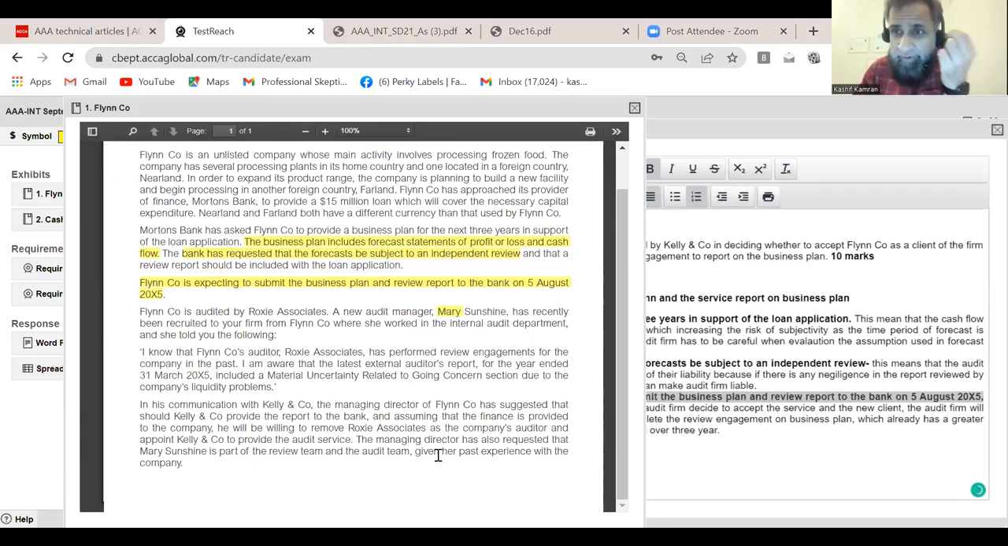Because Mary has worked there, right? Will Mary be critical of reviewing the work? And will Mary have familiarity with the people in the organization? So yes, this is a future threat, right? If only we accept this client, and Mary is taken as part of the team. If Mary is not taken as part of the team, that's fine. What is the safeguard? Mary should not be part of the team. So do we have a problem here?